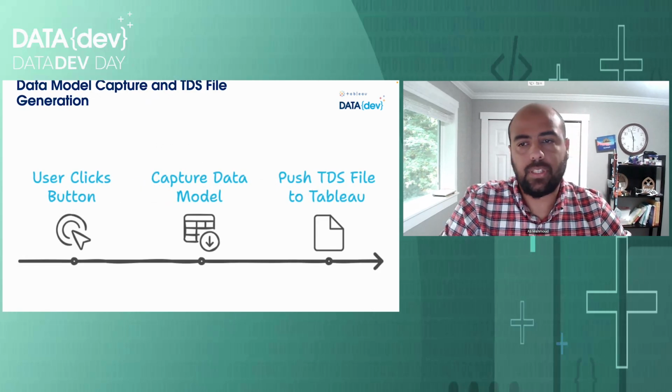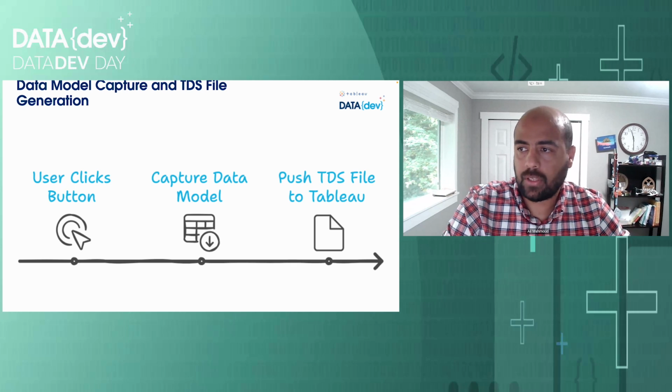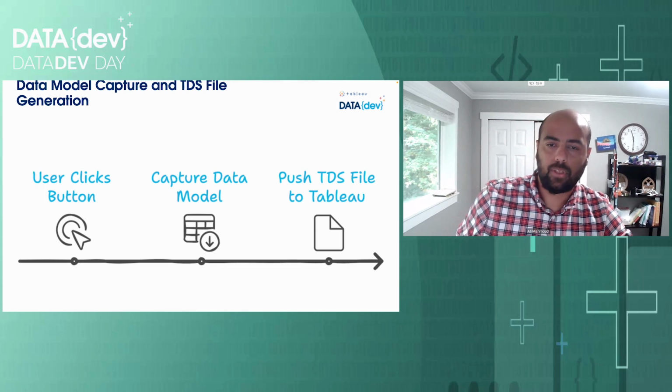Next, once the user clicks the button, the data provider captures the current data model the user is working with. This step is crucial as it ensures that the relevant data context is preserved for the Tableau authoring session. The data provider generates a Tableau data source, a TDS file, based on the captured data model and pushes it to Tableau. It is important to note that this TDS file does not contain any credentials to the data source, ensuring security and compliance with data governance policies.